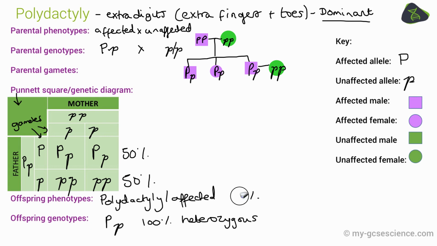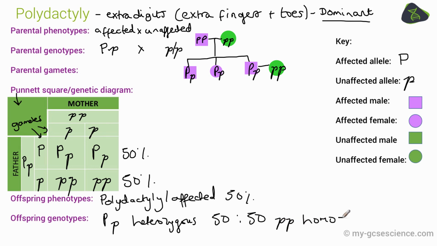So in terms of this outcome here, you say that 50% have polydactyly and are heterozygous, while 50% are homozygous recessive. So if both parents are homozygous for their allele, and one is affected and one is not, there will be a 100% chance that the offspring inherit the condition. If one parent is heterozygous for the condition and they meet somebody that is homozygous recessive and is unaffected, there is a 50% chance that their offspring could inherit that condition.